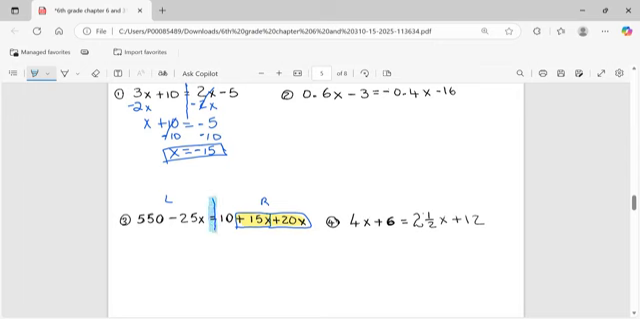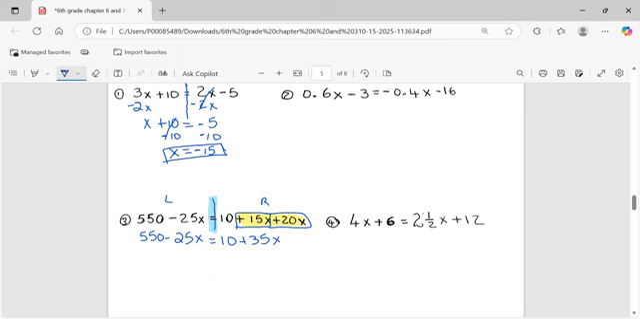That's why I put them together. If I was moving across that blue equal sign, then I would have to use inverse operation. So now I'm going to go ahead and combine them. We have 550 minus 25x on the left side. And on the right side, I'm going to have 10 plus 35x.